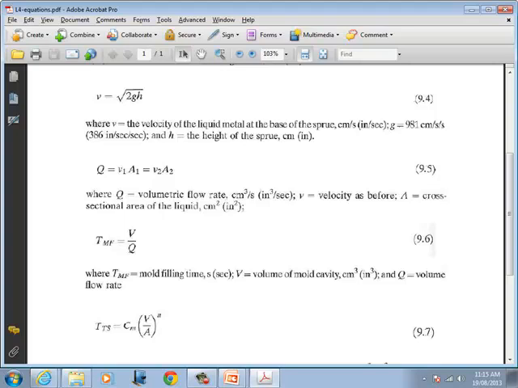Well, in equation 9.4, what we have is the velocity of the liquid at the base of the sprue. Isn't it what we are after? Is this what we are after? V. And in this equation, we've got g, which is the gravity constant, and we've got h, which is the height of the sprue, which is also given in the statement of the problem. Okay?